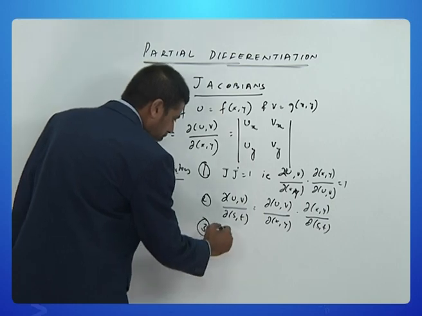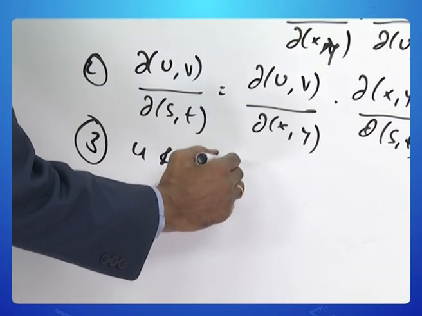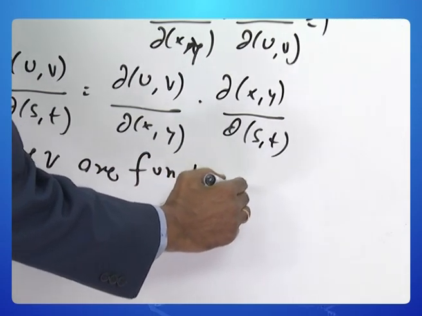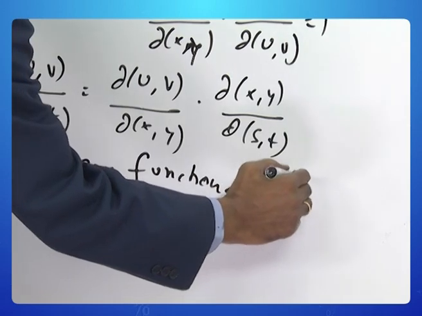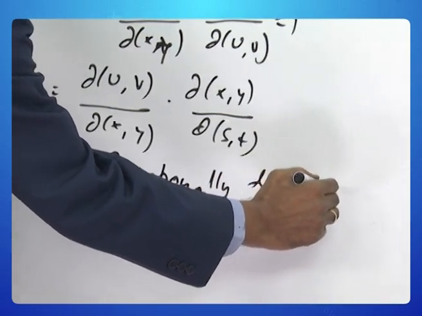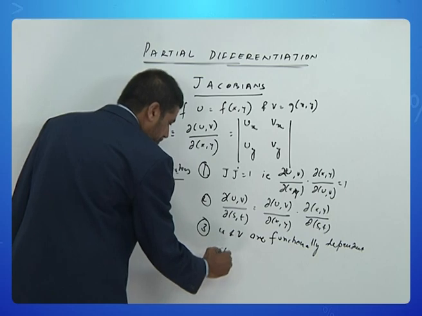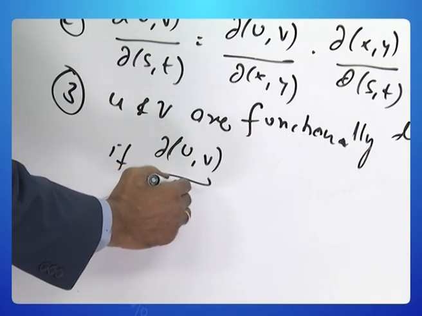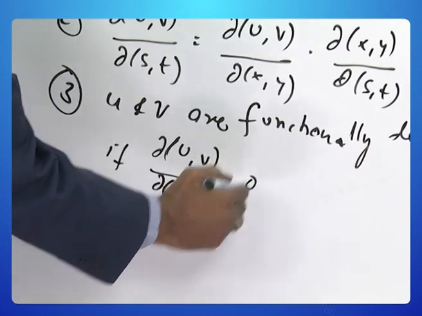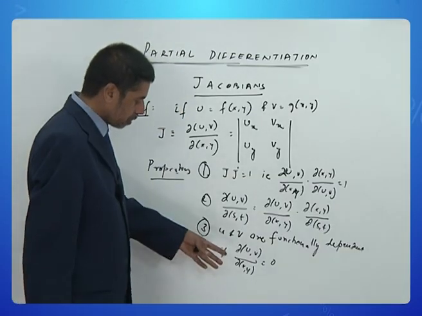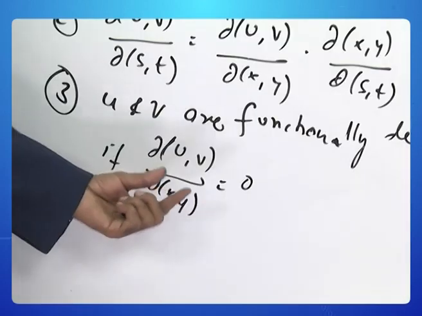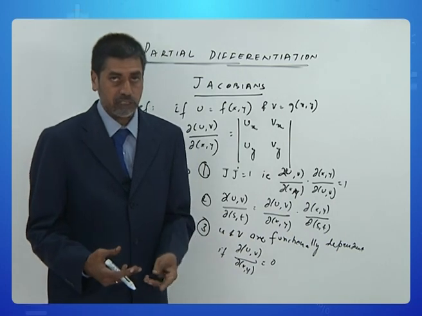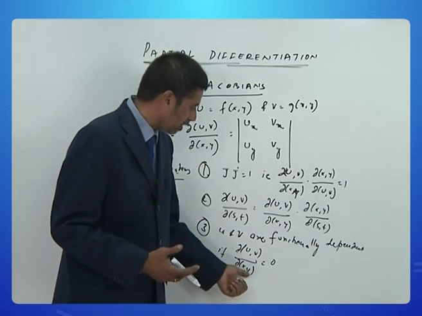And the third one is, u and v are functionally dependent if the Jacobian of uv with respect to xy is 0. So there is a class of problems where the Jacobian is 0, in which case the relation between u and v can be directly established, and such a relation will not involve x and y.